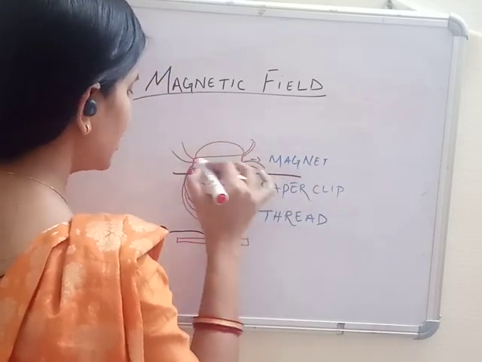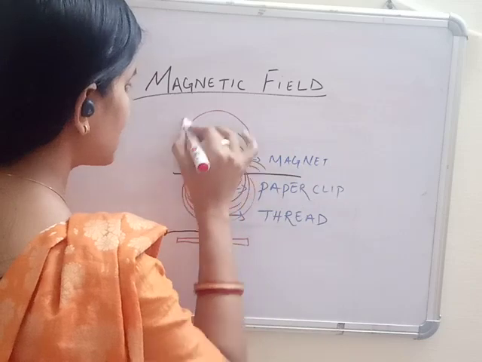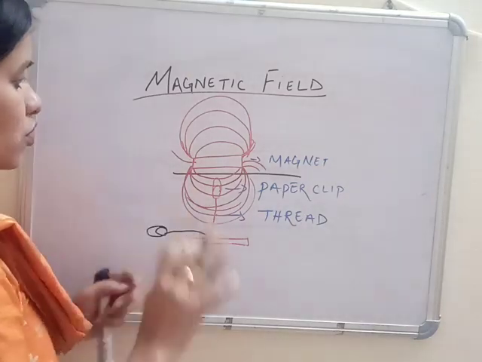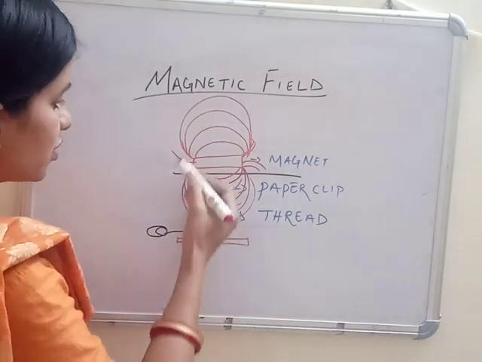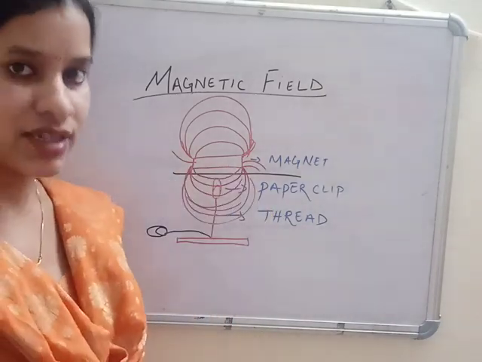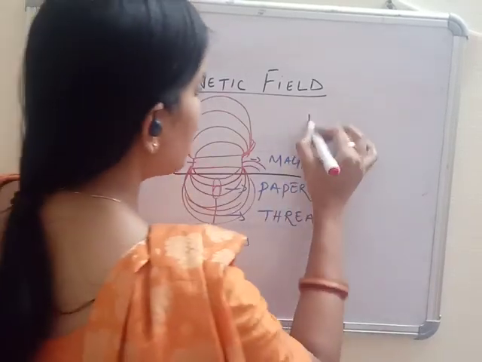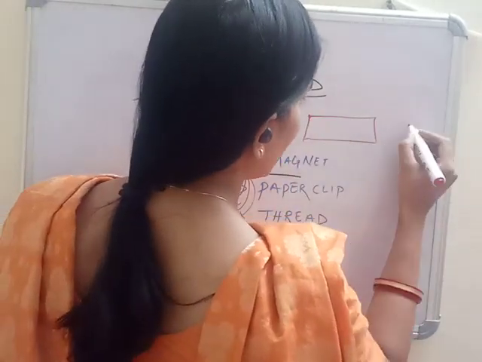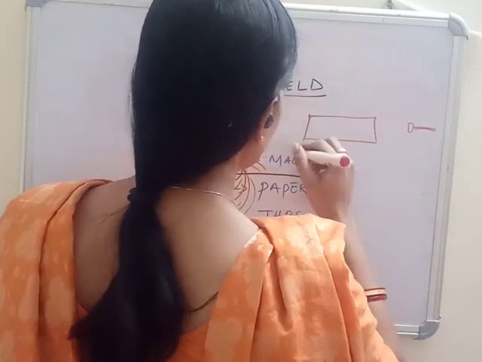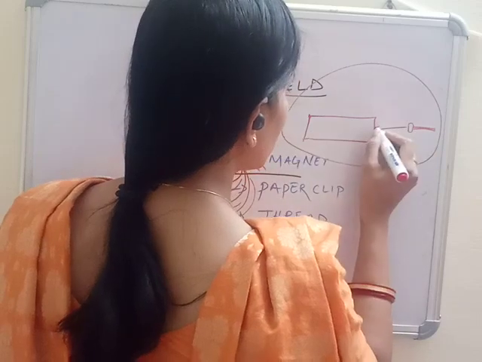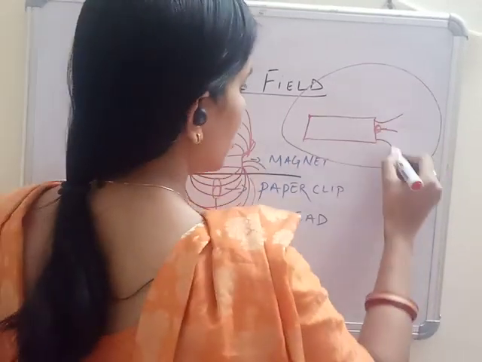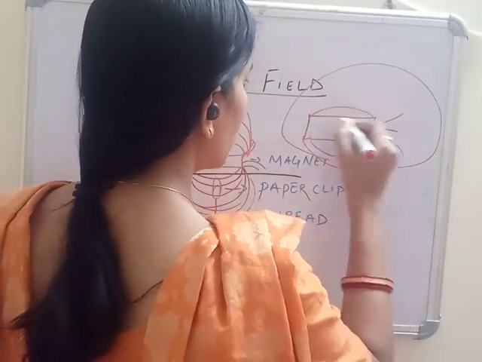Within this area, if any magnetic substance is there, it will be attracted by the magnet. As the paper clip comes within the area of the magnetic field of this particular magnet, it is attracted. If a magnet is placed over here and there is an iron nail, as it comes into the magnetic field area, it will cling or stick to the magnet, because the magnet is creating an area around it.